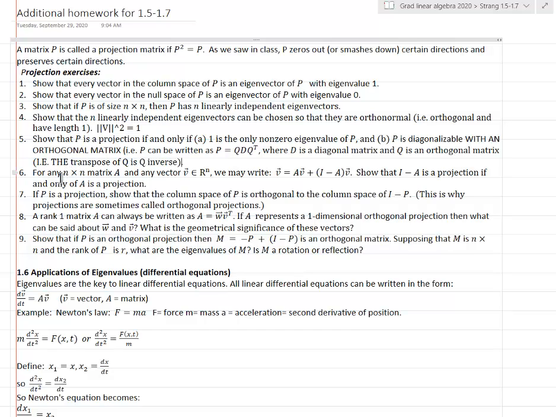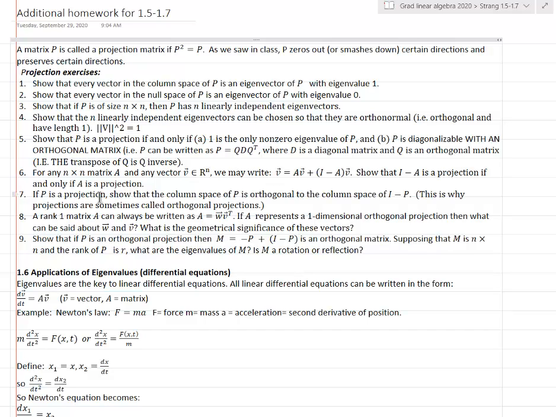Okay. All right. Number 6. For any n by n matrix A and any vector V in R^n, so A can be applied to V, right? You can multiply A by V because it's the right size. So we may write V equals AV plus (I minus A) times V. So why is that? Just work this out. Use the associative law and the distributive law, and see how the terms work out. Show that I minus A is a projection if and only if A is a projection. So if I've got one projection, I've got two.